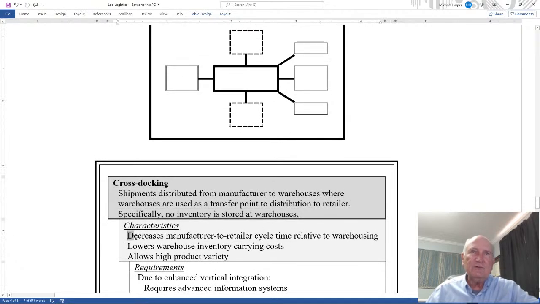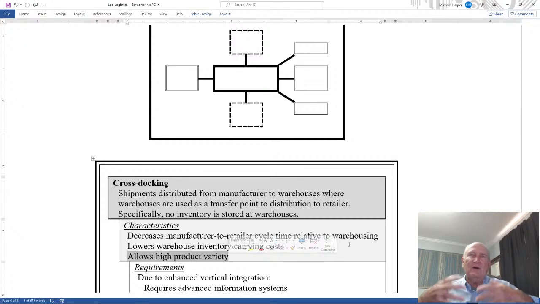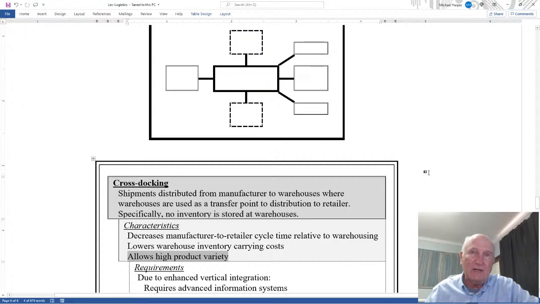Characteristic: it decreases manufacturer to retailer cycle time relative to warehousing. It lowers warehouse inventory carrying cost, because there is no carrying cost. It's very minimal. It carries it only long enough to transfer it to ship it downstream. And it allows high product variety downstream, because the decisions and strategy are made upstream for a larger variety downstream, because each cross-dock will look at downstream demand and downstream product variety.